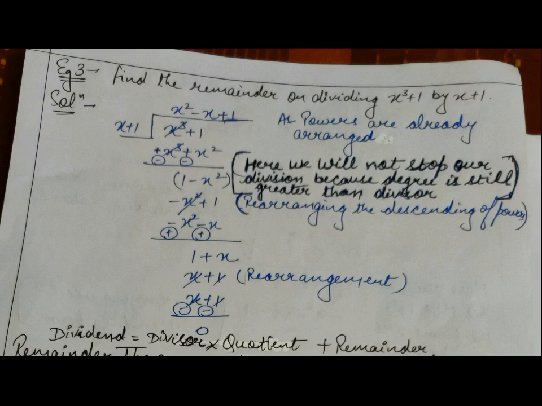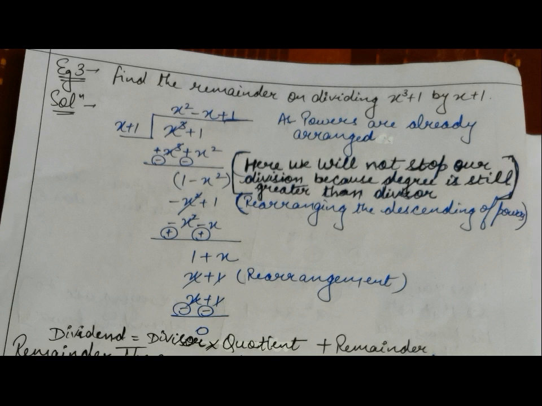In example number 3, you have to find the remainder on dividing x cube plus 1 by x plus 1. In this example also, you have to follow the above steps as we have done in the above examples. Only in this question you will see that after doing the first step, you will get the first remainder, that is 1 minus x square.